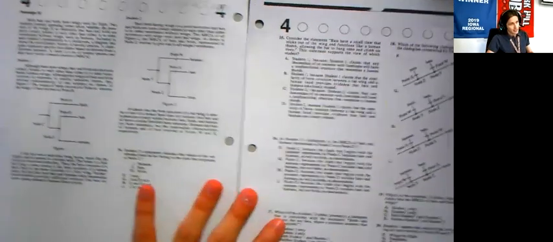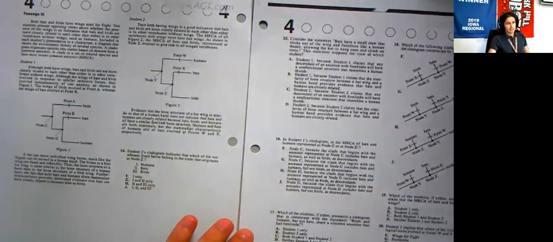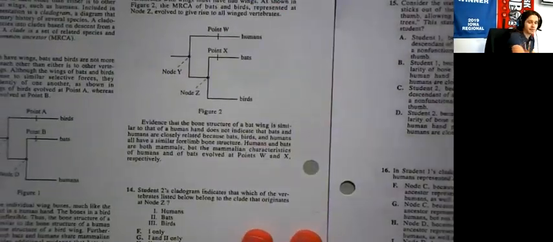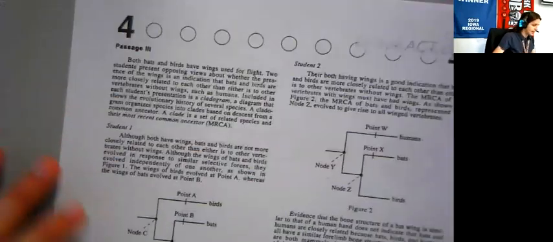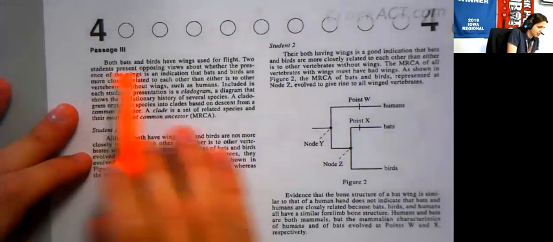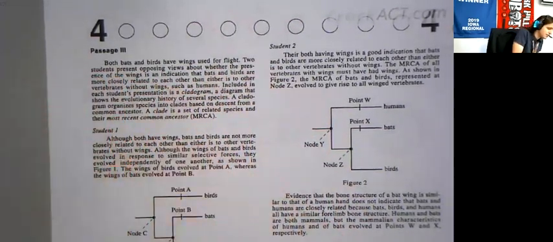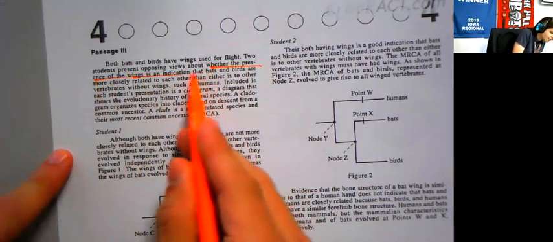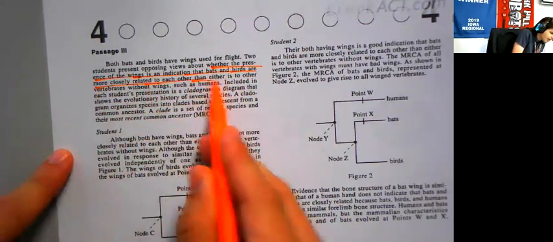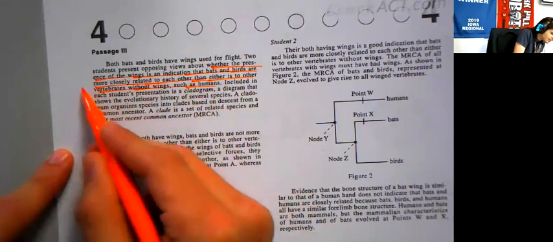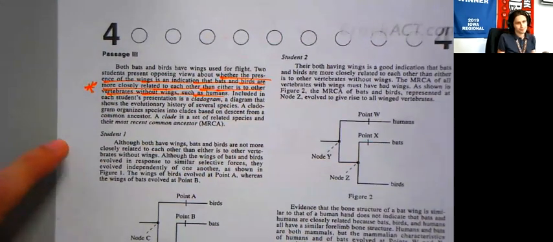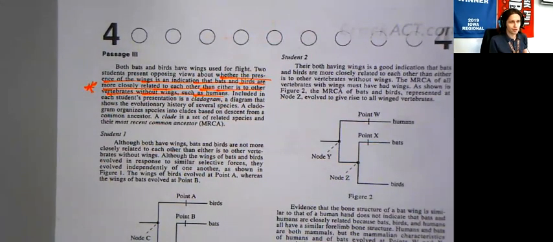All right. So I look at this. I see some family trees that maybe you remember from a previous passage. Haven't seen things like this in a minute, but let's just jump right in. I might read a little bit of the intro, talking about bats and birds having wings for flight. Two students present opposing views about whether the presence of wings is an indication that bats and birds are more closely related to each other than either is to vertebrates without wings, such as humans. Okay, so that's what we're talking about. Are bats and birds more closely related to each other, or is it vertebrates without wings? Talking about relationships. Who's closer in terms of the big old tree of life?